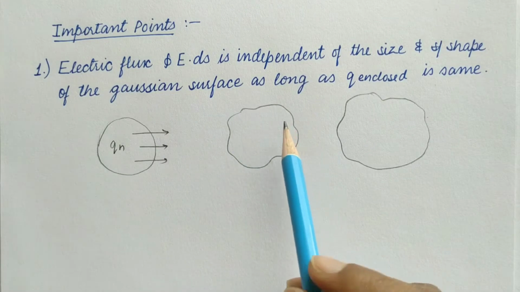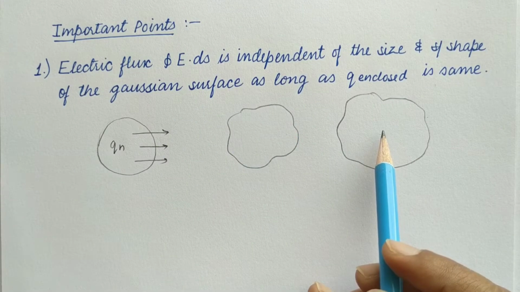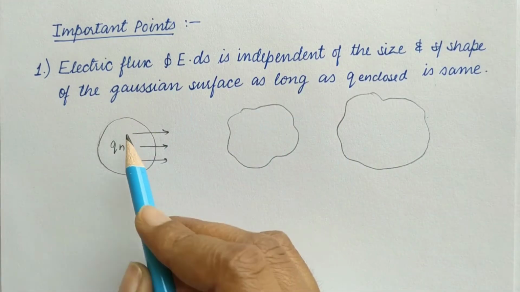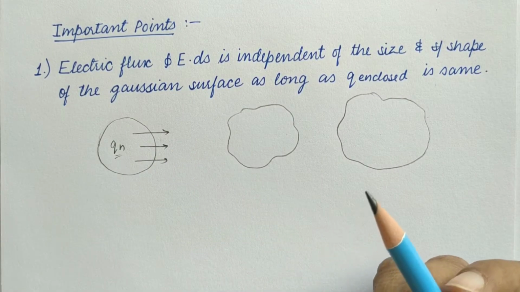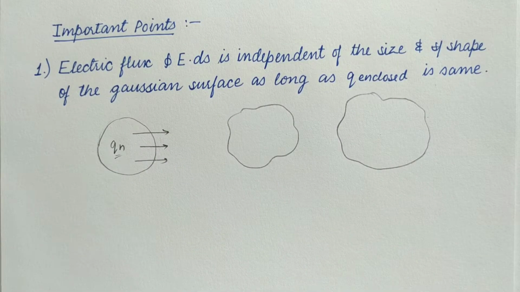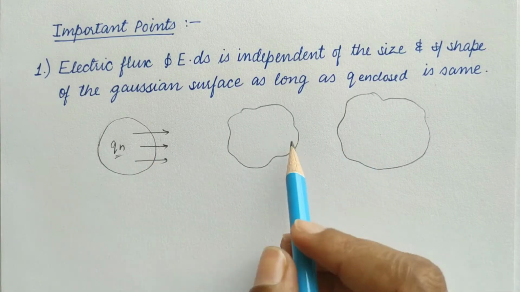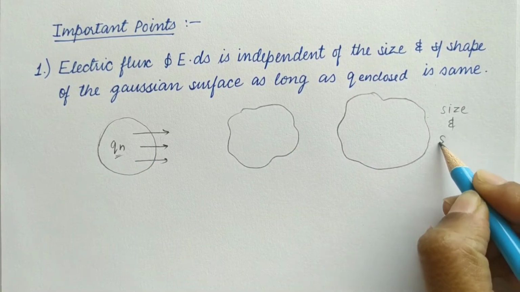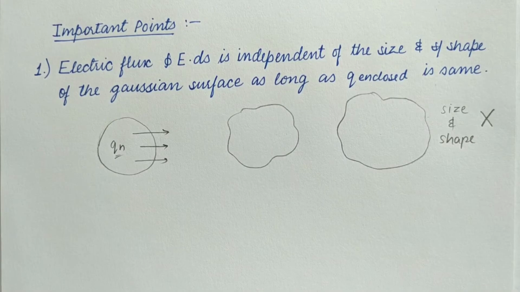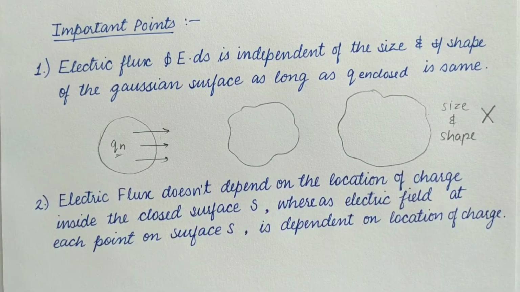So electric flux will not depend on the size and the shape because electric flux depends on the charge, the amount of charge present. So it will produce electric flux according to the charge. So size and shape doesn't matter. Number 2. So the second point is electric flux doesn't depend on the location of the charge inside the closed surface S, whereas electric field at each point on the surface S is dependent on the location of the charge.